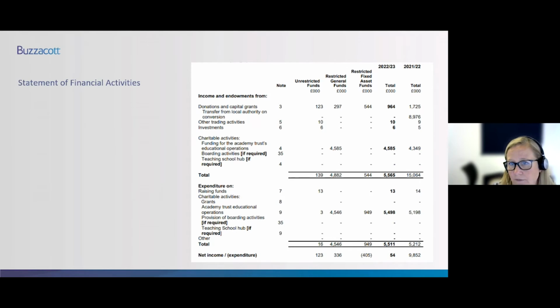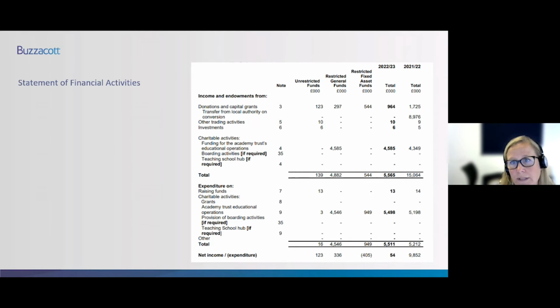So if you're looking at a set of Academy accounts, you might really want to be focusing in on the result in the unrestricted or restricted general columns rather than the overall result in the total column. And that's because that's distorted by the fixed asset element. So in this example here, you can see that the overall operating surplus for the year, so that's that surplus before any transfers between funds or any movements on the pension scheme, is 54,000.